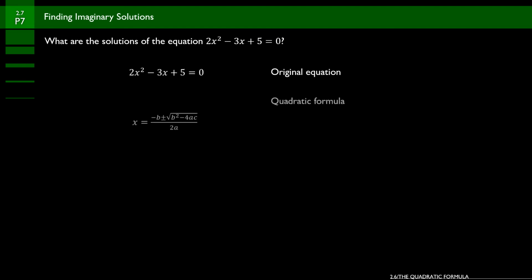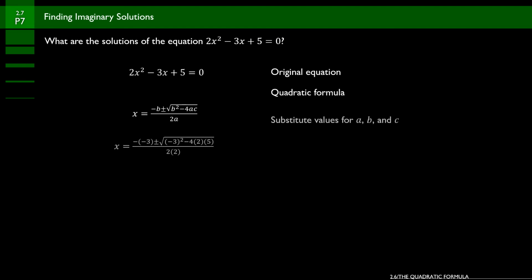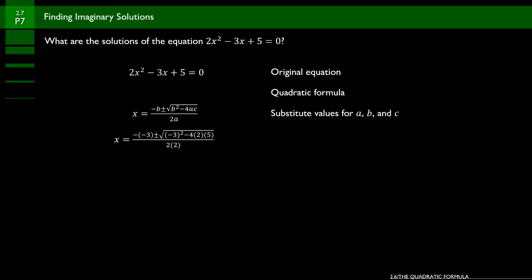So the original equation again is 2x squared minus 3x plus 5. I'm going to pull down my quadratic formula and substitute the values for a, b, and c, and then I'm going to solve. So negative times negative 3 plus or minus the square root of negative 3 squared minus 4 times 2 times 5 over 2 times 2. Simplify this all out. 3 plus or minus the square root of 9 minus 40 over 4. 9 minus 40, the discriminant, is going to give us negative 31.